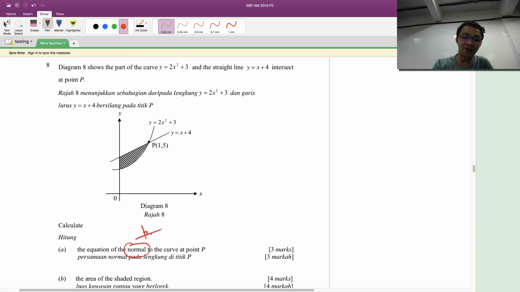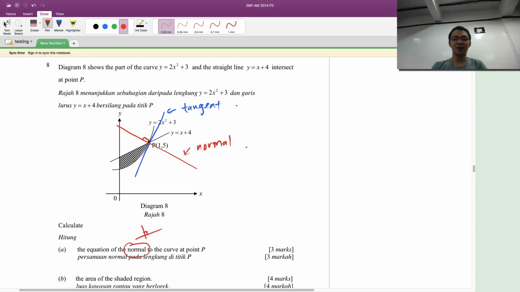It means 90 degrees. So if the curve, let me use the blue color, draw the tangent to the curve at point P. Tangent means you will have one line that just touches the curve at P. This one is called the tangent. Normal means you will have one line perpendicular to the tangent, which will be 90 degrees. So this is the normal.